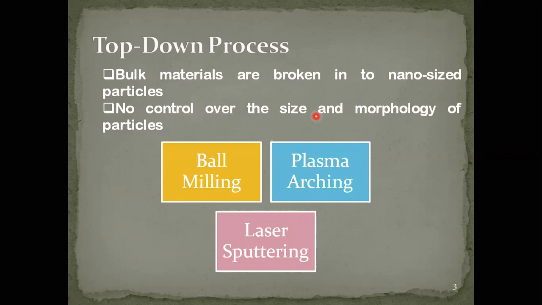For example, when we talked about the introduction to nanomaterials, we stated that materials whose grain size is in the range of 1 to 100 nanometers are called nanoparticles. Here we cannot exactly control the size. The grain size may vary, so all the grains need not be the same size. If you want 60 nanometers, that 60 nanometers cannot be precisely obtained. And also the morphology. What is this morphology? When we discuss the SEM of the particles, we'll get to know.